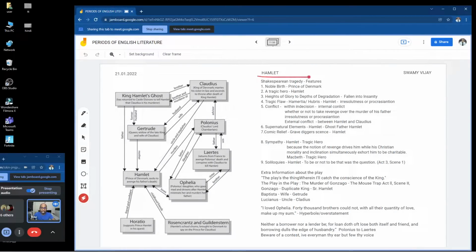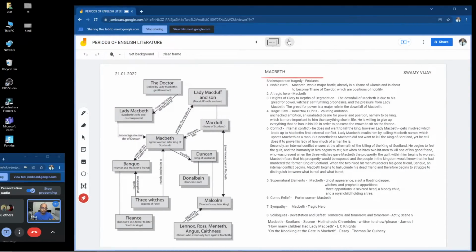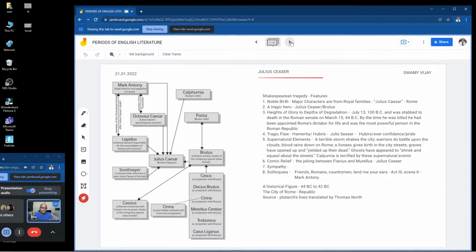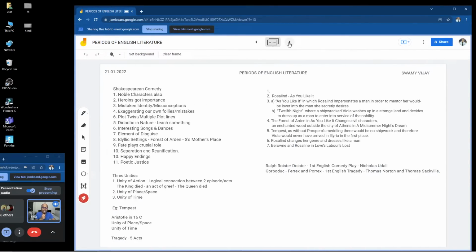And we completed Hamlet, and then we completed Macbeth, and then we completed Julius Caesar. And then in the last session, I suppose we completed letter writing and all those things. And then we discussed even Shakespearean comedy. Like Shakespearean tragedy, Shakespearean comedy also has some features. So what are the features of Shakespearean comedy?